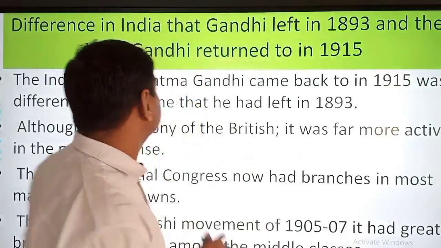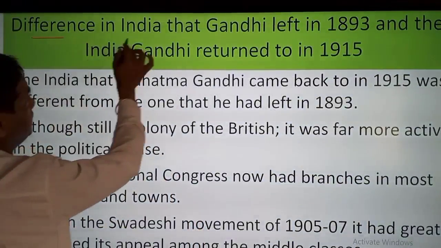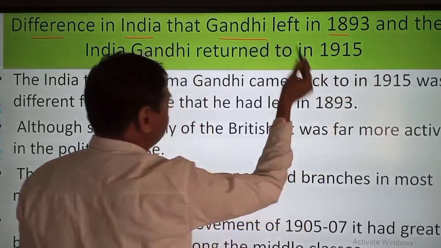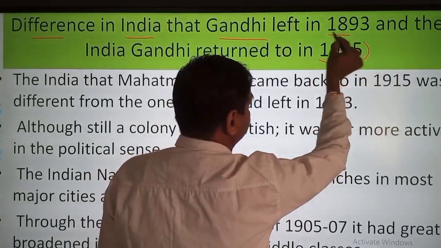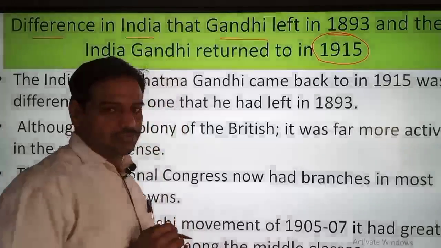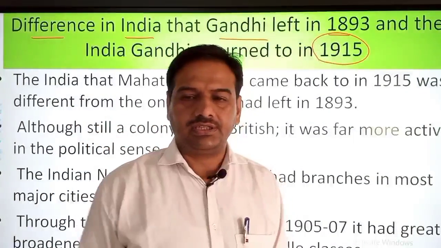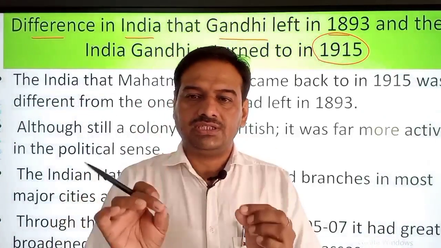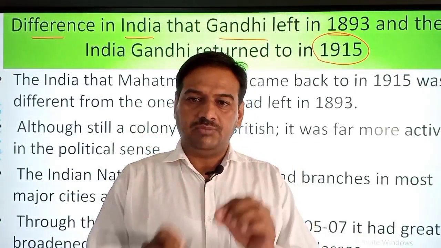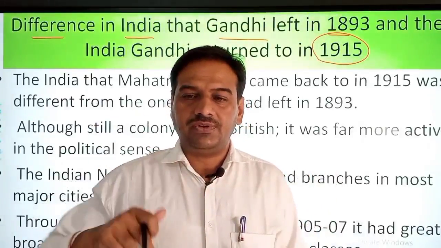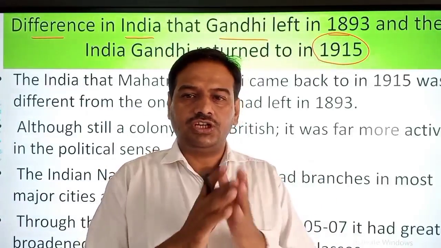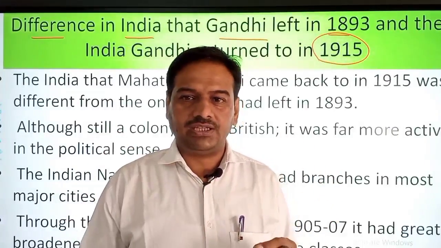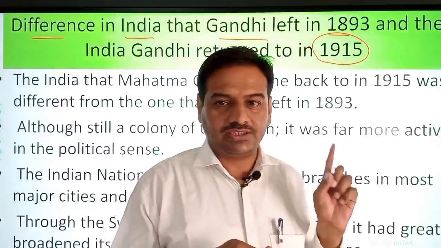Now, there was a difference in India between when Gandhi left in 1893 and when he returned in 1915. So almost 20 years after, he returned back to India. So we can imagine that India was not having the same kind of situation, the same kind of condition, as when he left India in 1893. So India had changed in terms of many things. So what changes he observed when he returned back to India, that we are discussing here.